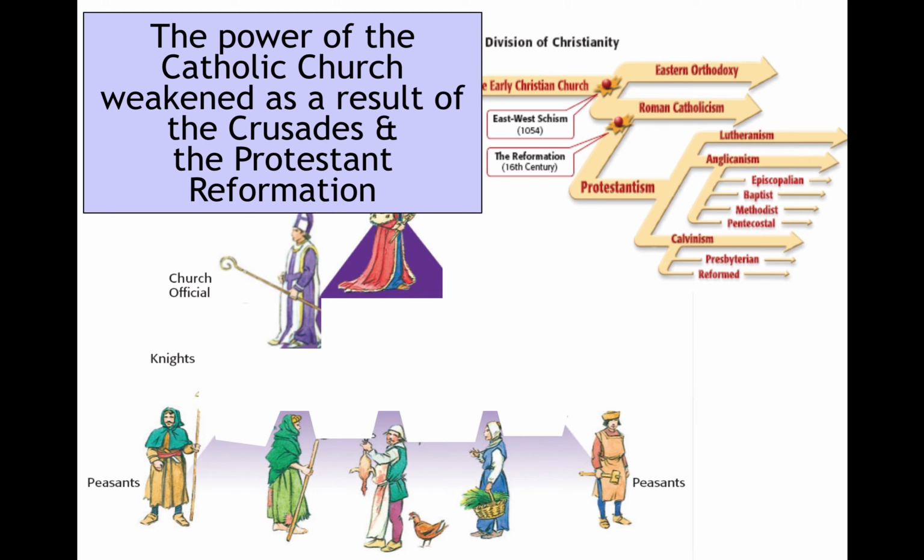As the power of the church declined, the power of the kings increases again. And now you see there's no one to oppose him. You have the commoners at the bottom, the peasants, who have no power, and then the king. So all the power is there, true absolute monarch.